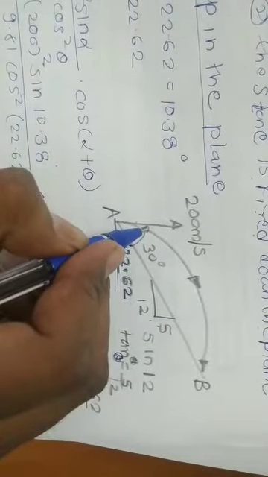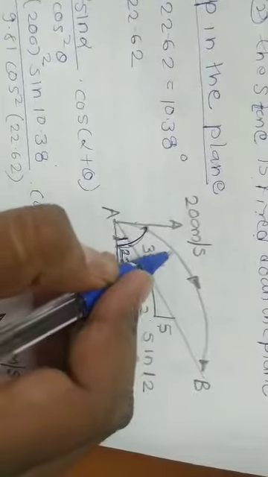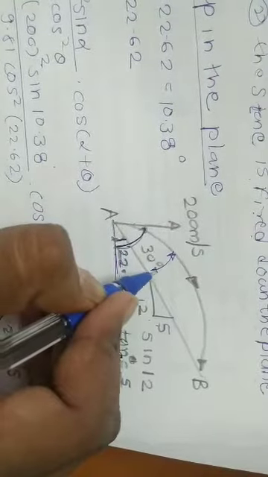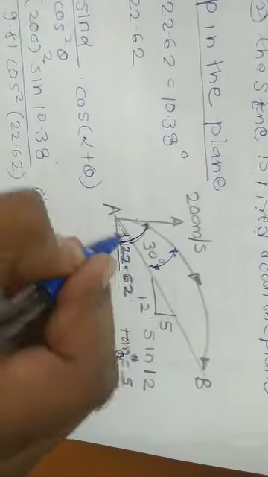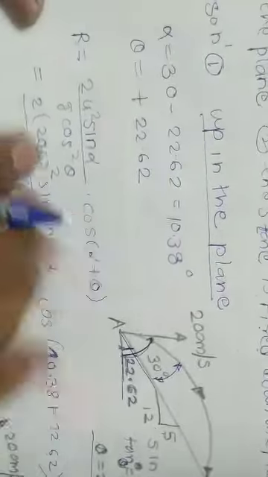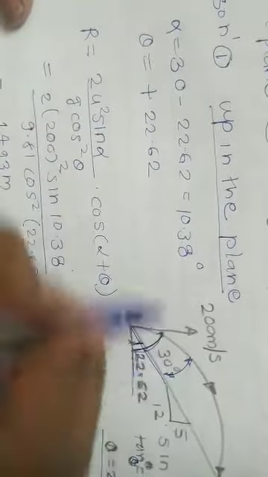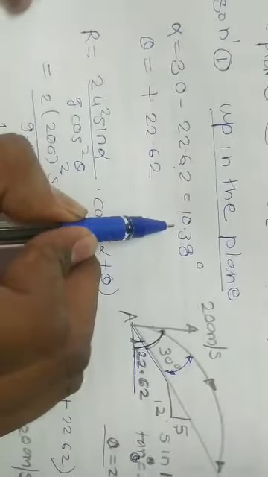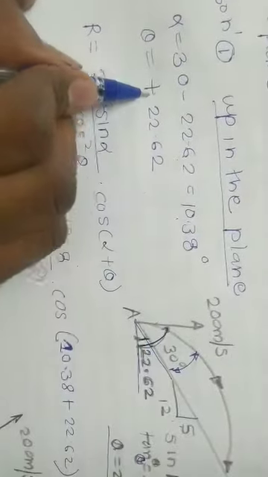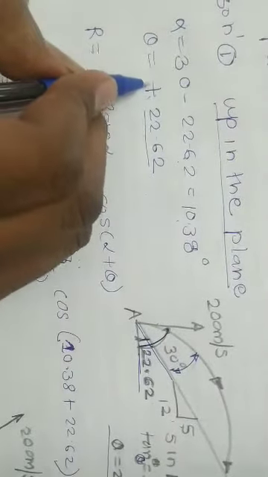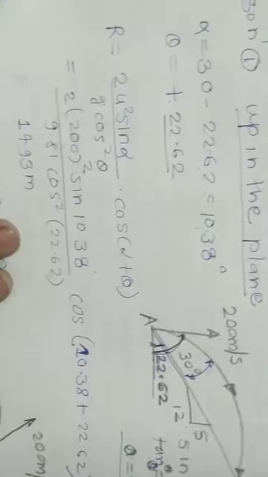Now the angle of velocity is given as 30 degree with the horizontal. So this total angle is 30 degree. We need this angle as the angle of projection, the angle made by the velocity with the inclined plane. So to find this alpha, it is equal to 30 minus 22.62. We want this angle only. So 30 minus 22.62 is equal to 10.38. Theta is 22.62. It is up the plane, so it is written with the plus sign. You can write this sign or not, but only write down 22.62.